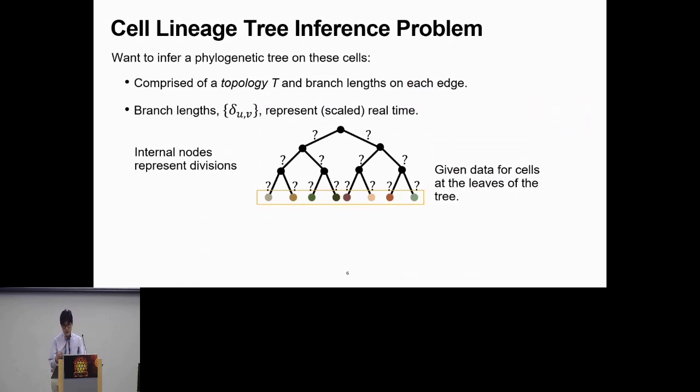Those of you that are familiar with cell lineage tracing know this is part of a broader problem where it has seen a recent surge of methods. And so all these methods attempt to find either a topology T and or branch lengths for each edge of that tree, where these branch lengths represent scaled real time, and these internal nodes represent division events. And thus, given data only at the leaves of this tree for your last final sampling, we want to infer the topology and or the branch lengths.